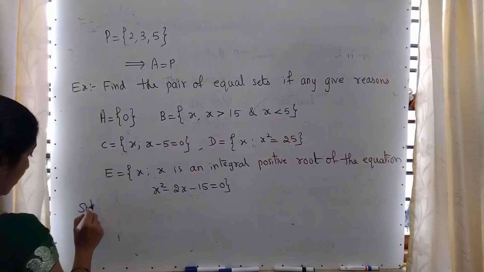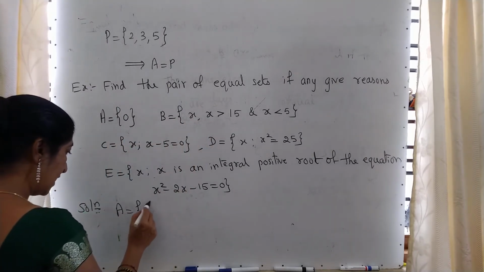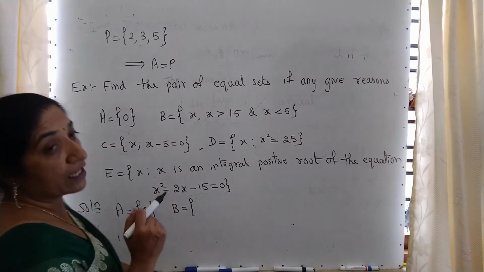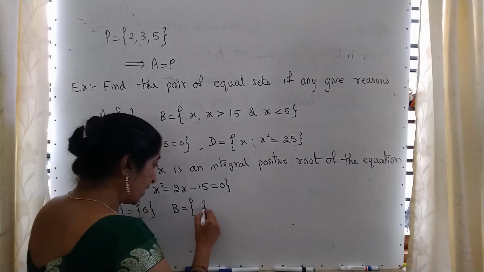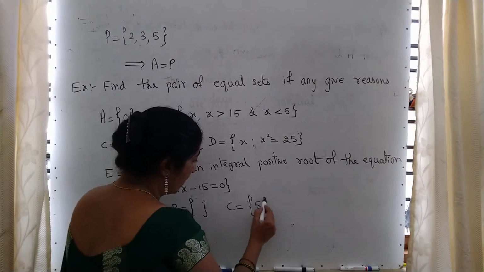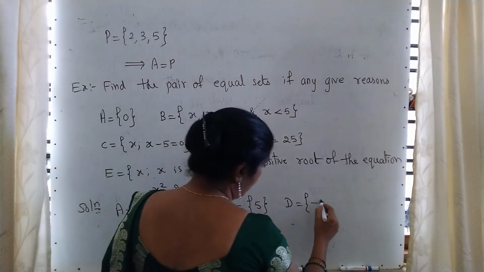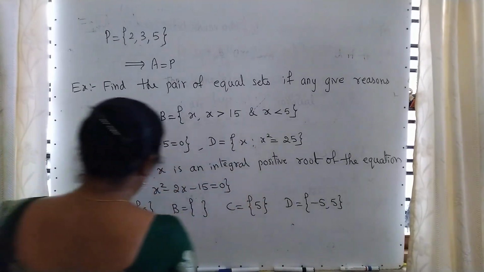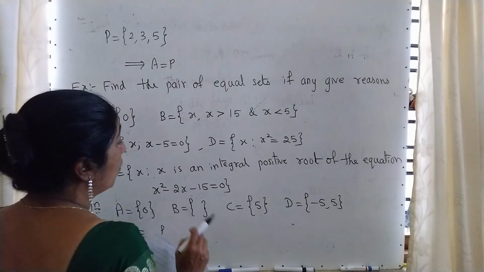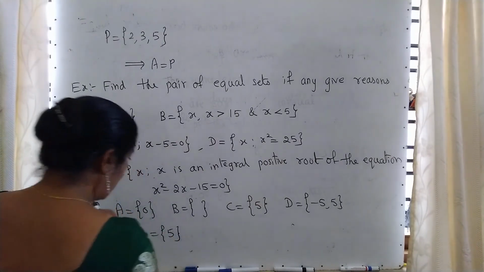See, when you are writing a solution, first write down the elements of that given set. Set B: is it possible to write a number which is less than 5 and greater than 15? No, we cannot write. So it is an empty set. Solve C, and what is the x value? 5. D: what are the x values when x square is 25? x is plus or minus 5. And E: by solving that quadratic equation we have to write only the integral positive root. 5 is the positive root.